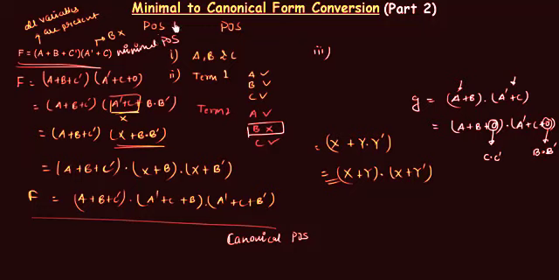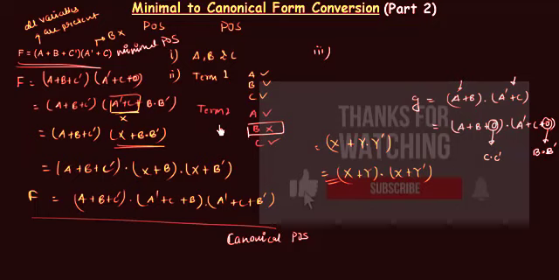In case of POS form, we have to OR 0, whereas in case of SOP form, we have to AND 1. So this is the difference between the two forms, and the rest of the things will remain the same. I hope it is clear.